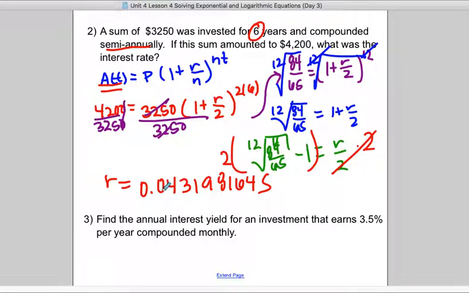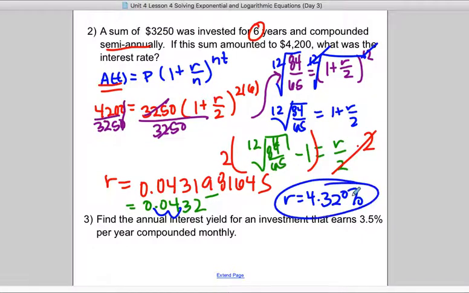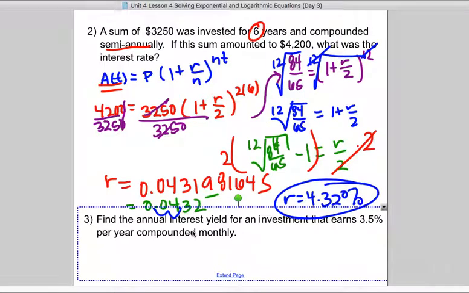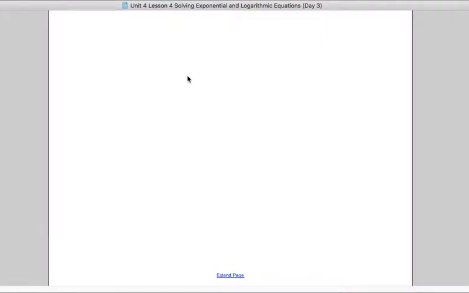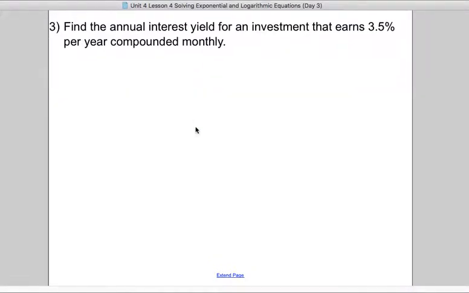Let's round to 4 decimals. 1, 2, 3, 4. So this tells me that this has to become 2. So it's 0.0432. And then let's write it as a percent. So R equals 4.32%. So that would be the interest rate for that one. Okay. And then the last one, we're going to do example 3 on your turn.